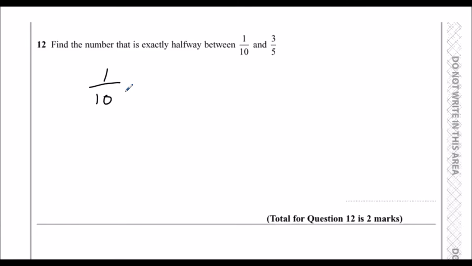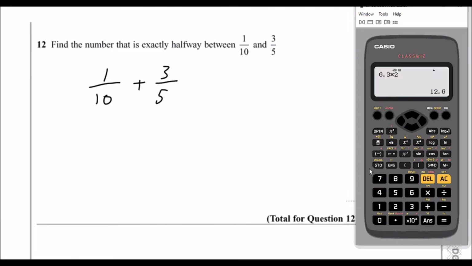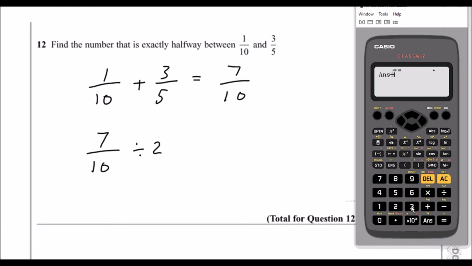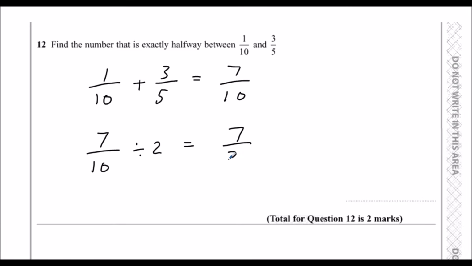So let's add them together using the calculator. So 1/10 plus 3/5, which is 7/10, and then half the answer. So half of 7/10, so divided by 2, is 7/20. So exactly halfway between 1/10 and 3/5 is 7/20.